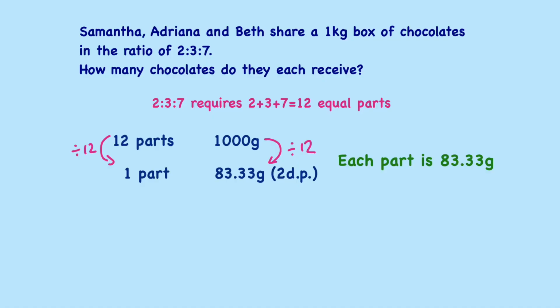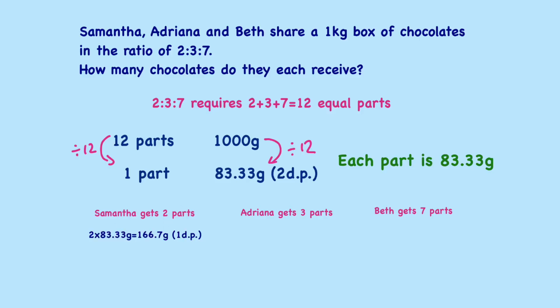So if we know that each part is 83.33 grams, we can then find out how much Samantha, Adriana and Beth receive if they have 2 parts, 3 parts and 7 parts each. So for Samantha's 2 parts, she'll have 2 lots of 83.33. Adriana has 3 lots of 83.33 grams. And Beth, she gets 7 parts out of the 12 parts, so she will get 7 lots of 83.33 grams. So this is how many grams they each get.